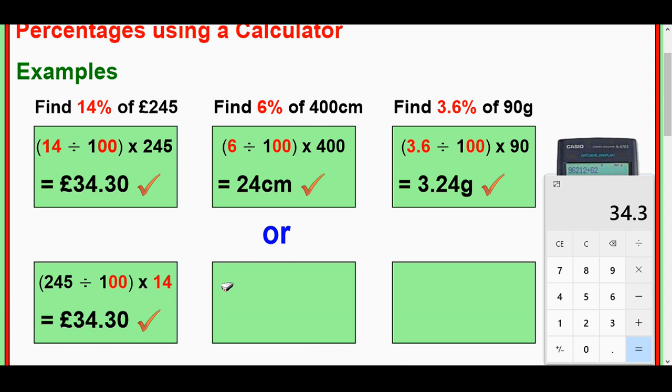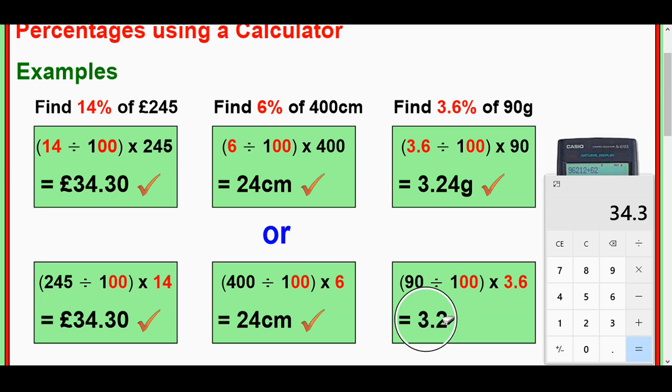Again, 400 divided by 100 to get 1%, and then times it by 6. That would give you 24, wouldn't it? You'd not even need a calculator there. And last one, that would be 90 divided by 100 and times 3.6, but you would need a calculator here, wouldn't you? And that would come out to be 3.24.